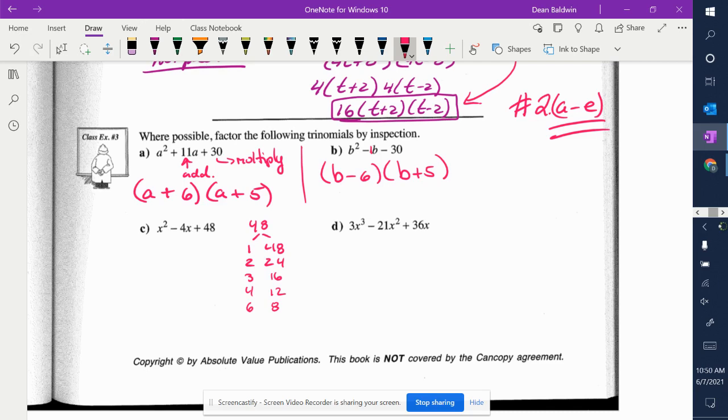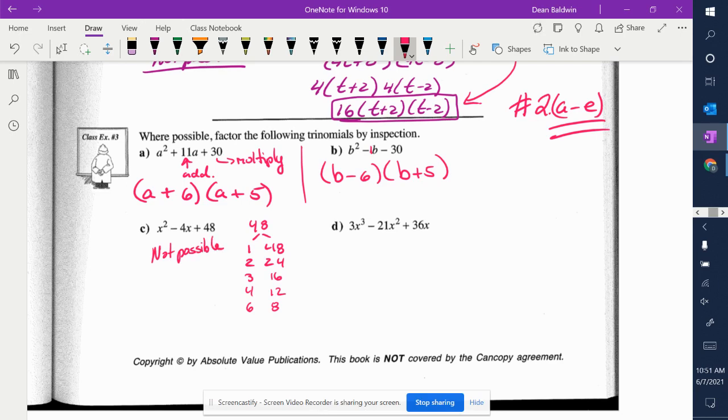Is there anything else? I think we got most of them. Do any of those combine to add to negative 4? They don't. If you made them negative or positive, they don't. So in this case, it's not possible.